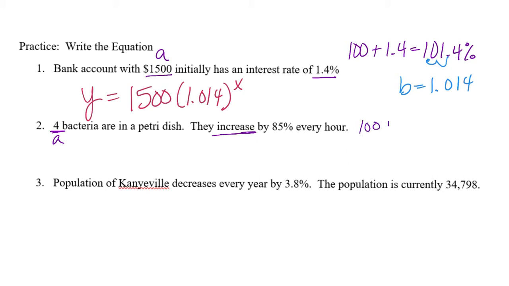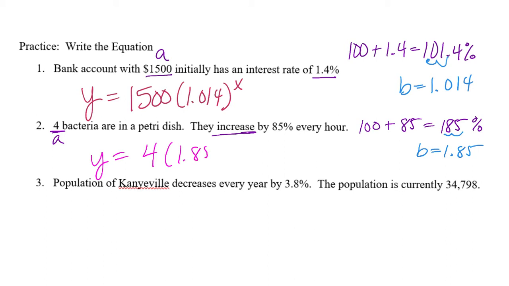So we always start with 100%. So we're increasing, so we're adding 85% per hour, which gives us 185%. And that is a percent. We can't plug it into an equation, so we need to make it a decimal. Move the decimal 2 to the left. So B is going to equal 1.85. So then our equation is y equals 4 times 1.85 to the power of x. And that x would represent every hour.